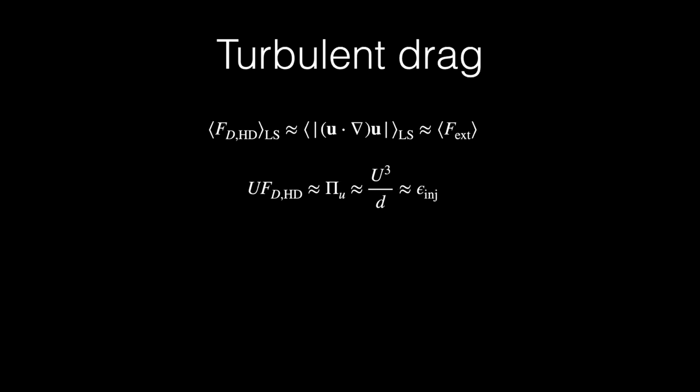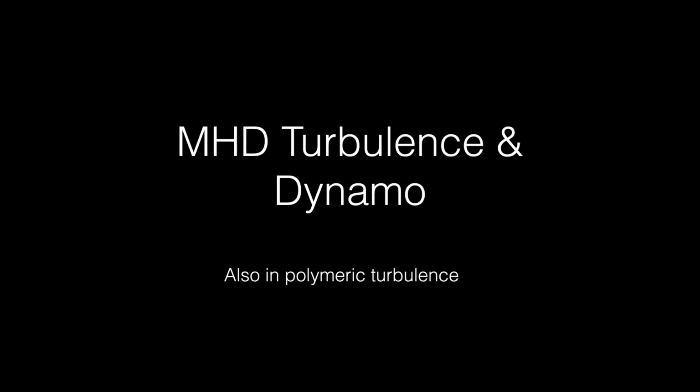Now I divide this equation by U, so my drag will be U squared by d. The key idea for this talk is that my turbulent drag is the flux divided by U RMS. That is what I'm trying to do: I compute the flux and divide by the large-scale velocity, and that's how I get this turbulent drag. Now, what happens in MHD turbulence or turbulence with polymers?